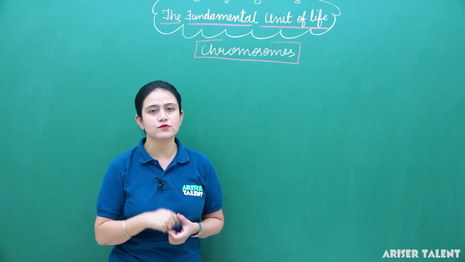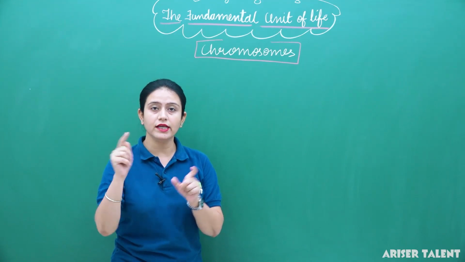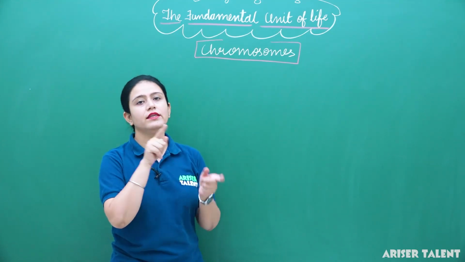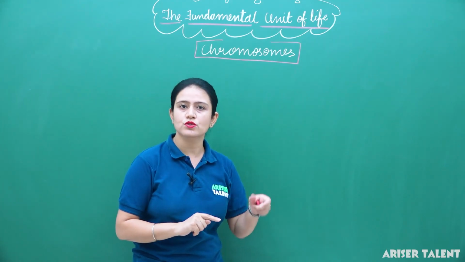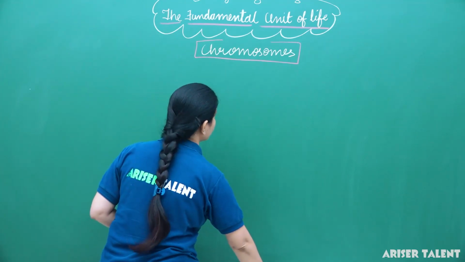we have already seen in the structure of the nucleus when I told you. During cell division, that chromatin material condenses by spiralization and dehydration and then converts into rod-like structures. Those are known as chromosomes. So here we go with the answer. What are chromosomes?